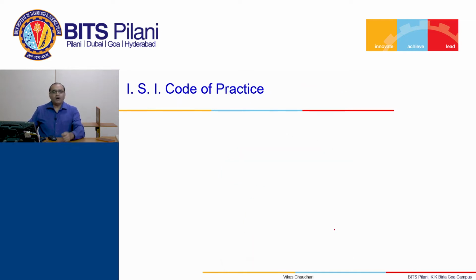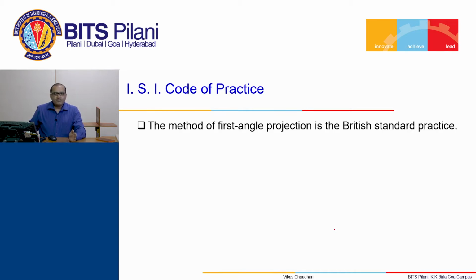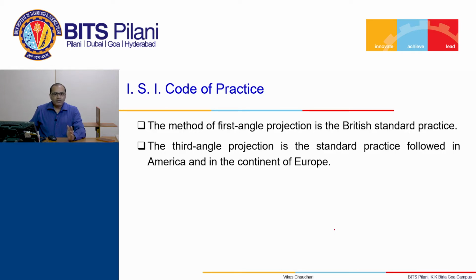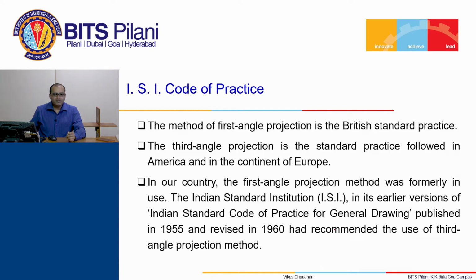ISI code of practice for the projections. Basically, first angle method of projection is the practice followed in the British standards, whereas third angle method of projection is followed in America and the European continents. In India, earlier the first angle method of projection was followed, but later on the Indian Standards Institute formulated the standards and gave the guidelines.